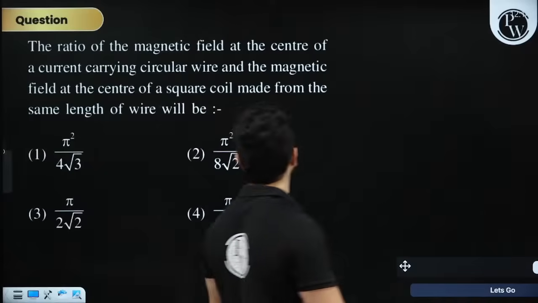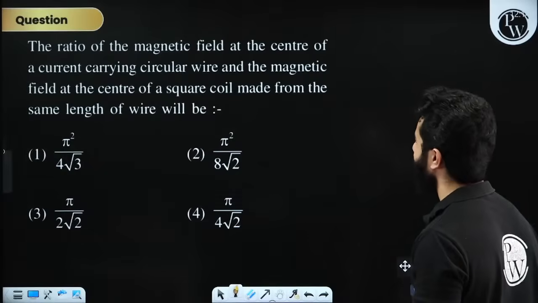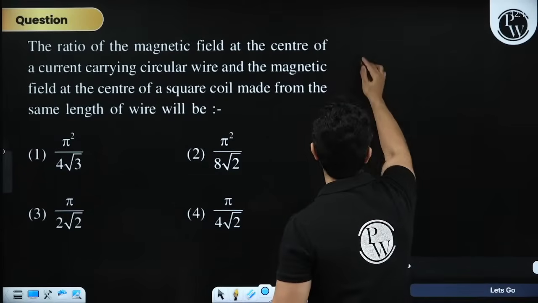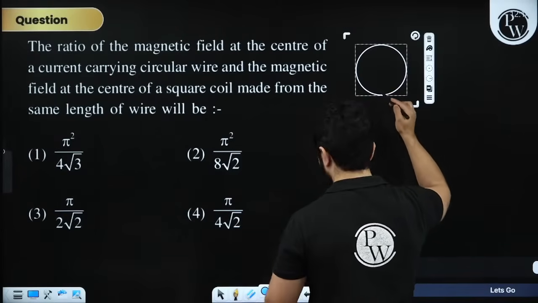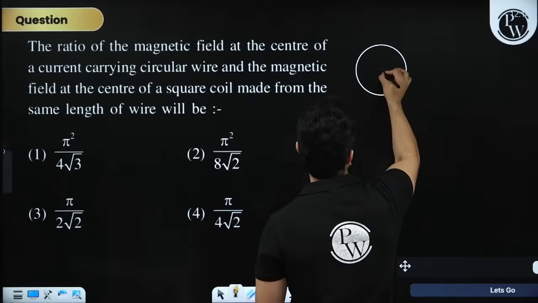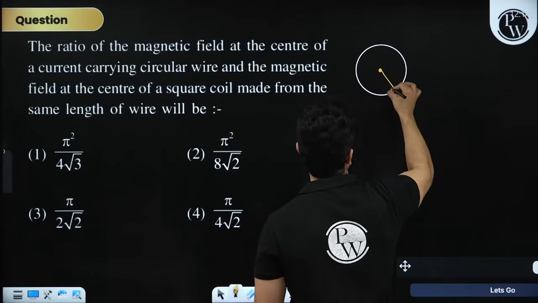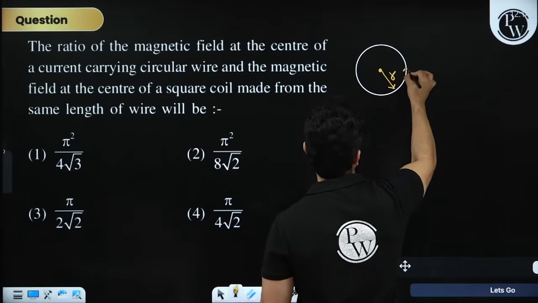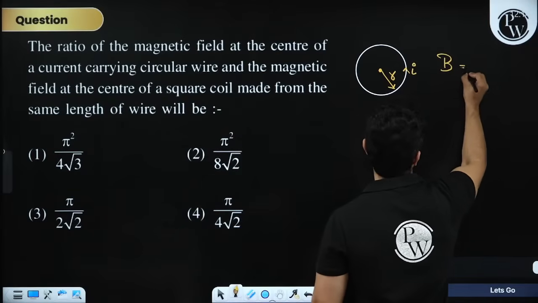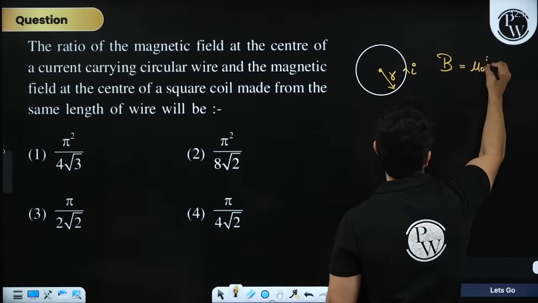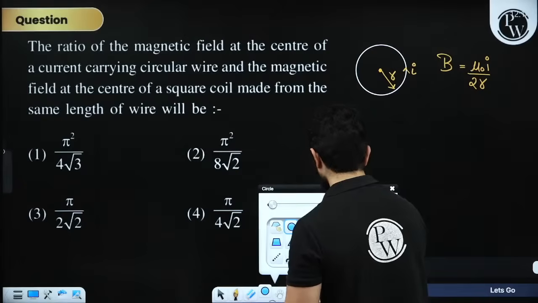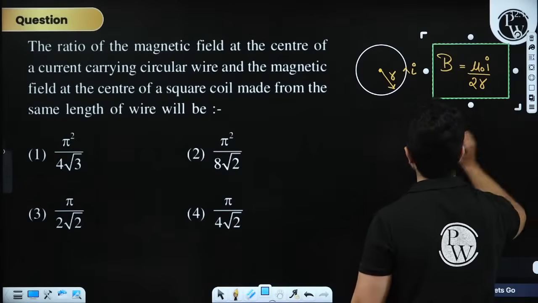They are saying the ratio of magnetic field at the center of a current carrying circular coil. So let's suppose we are talking about a current carrying circular coil, something like this. Let's suppose the radius of this coil is R. Current that is flowing is I, right? So magnetic field at the center will be mu naught I divided by 2R. This is going to be the magnetic field at the center.